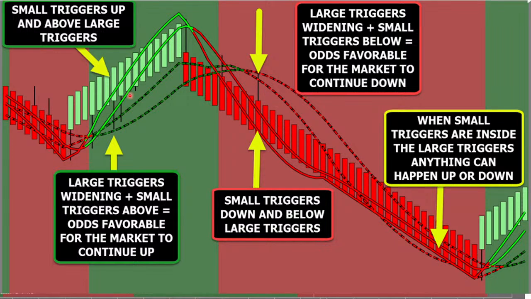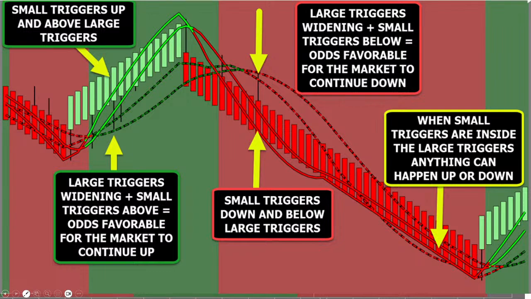The analogy or the visual that I like to give you guys is, when you have strong triggers, I want you to picture scissors that are open. And when scissors are open, you can cut. So this is your look. Open scissors means strength. And when your scissors close, when your small triggers come back inside of the large triggers, this is what we call a weak trigger. So there is strong and there's weak. There's polar opposites. And when I have strong, it's odds favorable. And when I have weak, anything can happen. Literally anything can happen up or down.